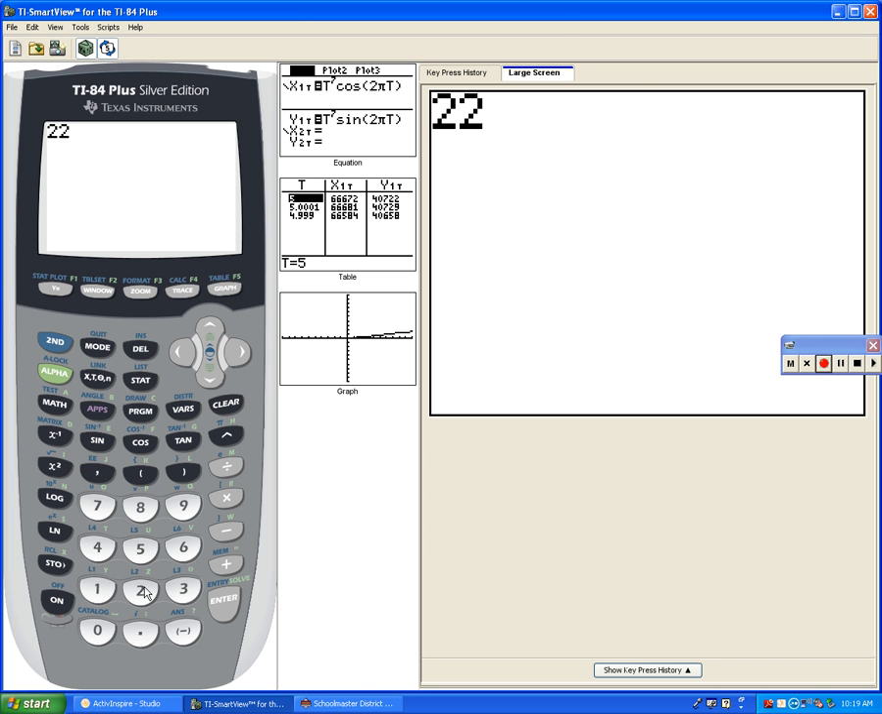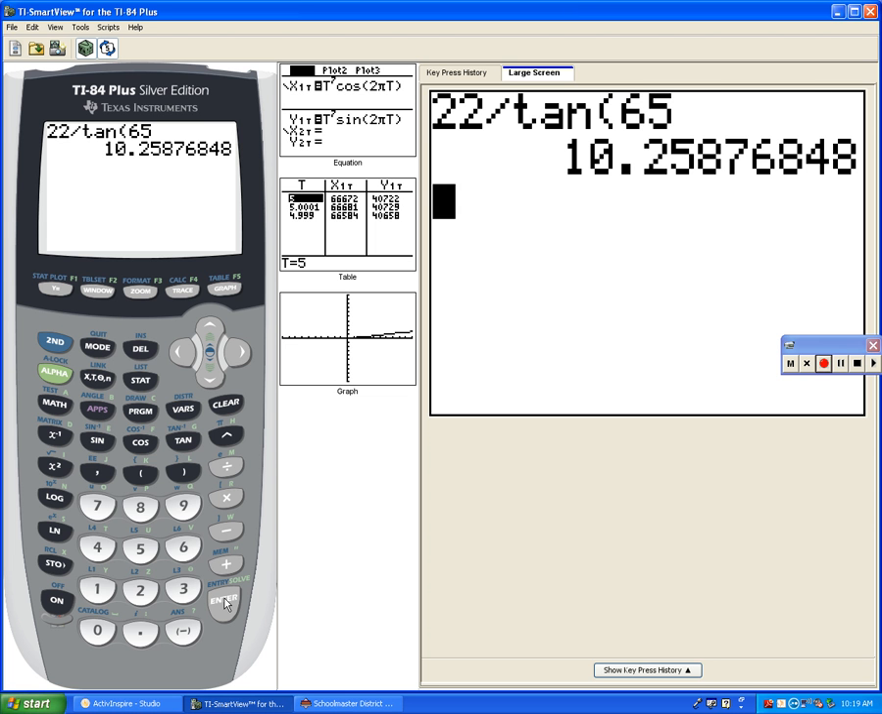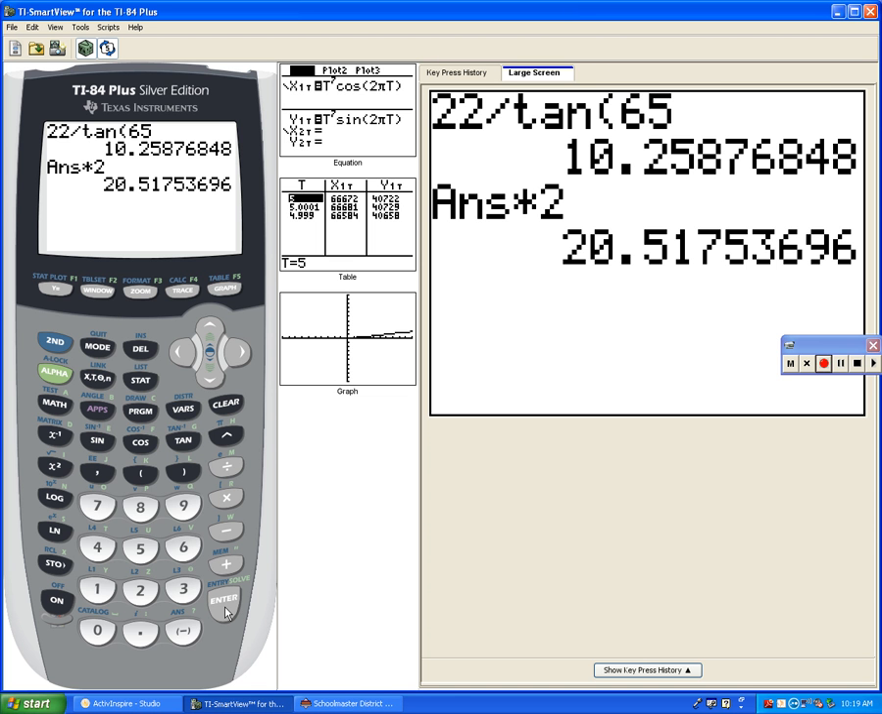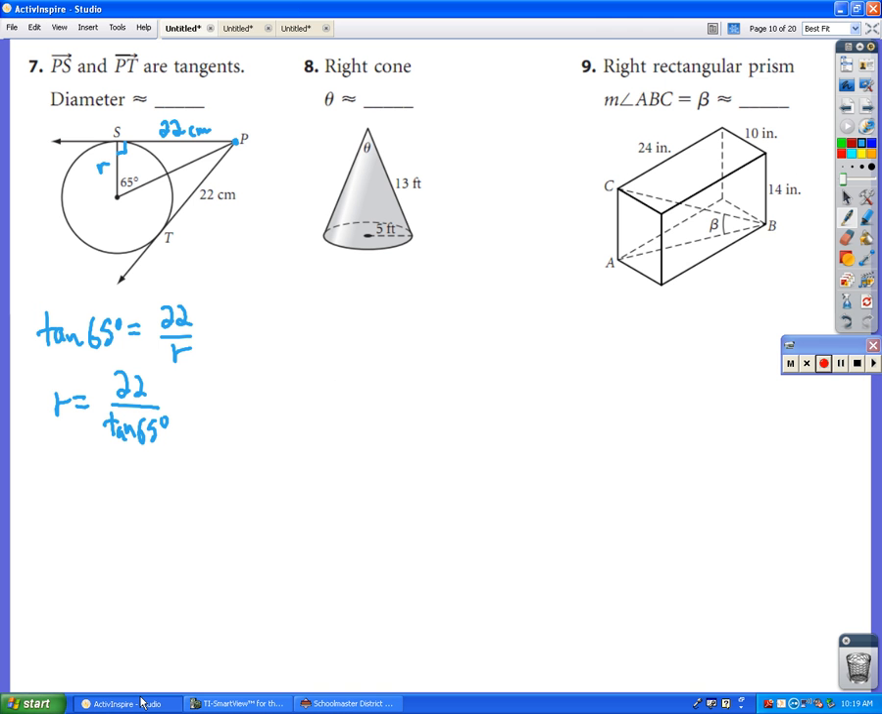So 22 divided by tangent of 65 tells me that my radius is that, but they want the diameter. So before I do any rounding, I'm going to multiply that by 2, which gives me 20. What do they want this to? Nearest tenth of a unit. So that's going to be 20.5 centimeters.